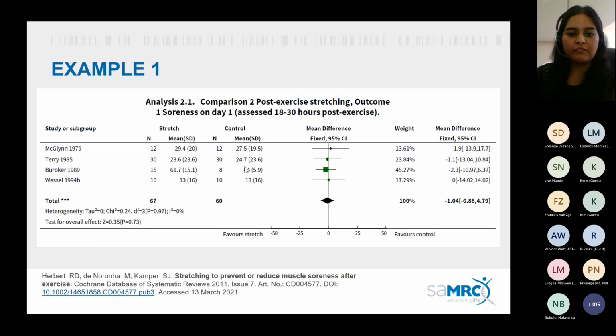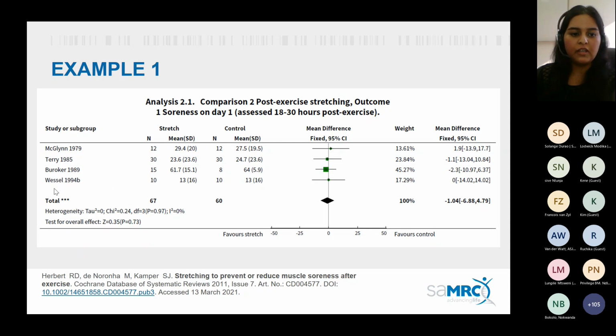We have our summary effect calculated here, and this is calculated as minus 1.04. We also see that it crosses the null value of 0, which means we didn't find a statistically significant result. So we can't conclude that there is a difference between the intervention and the control after considering all of these studies.